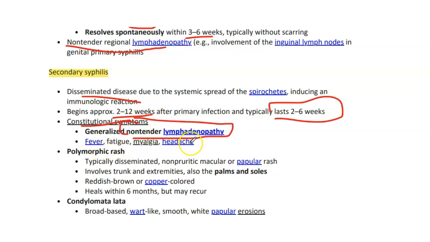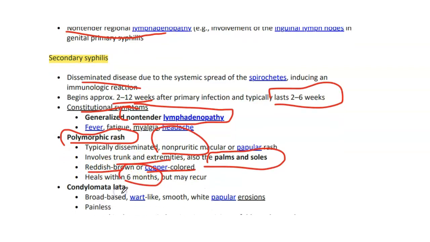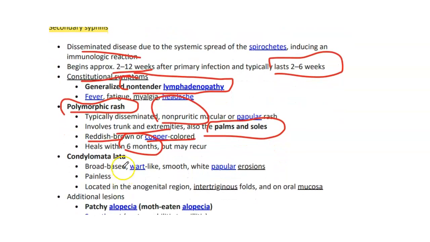Fever, fatigue, myalgia, headache. Then we will have a polymorphic rash in secondary syphilis, which is typically a disseminated, non-pruritic, macular or papular rash involving the trunk and extremities, also the palms and soles. It is reddish brown or copper colored and heals within 6 months. Then we have condyloma lata, which is a broad-based wart-like, smooth white papular erosion. It is also painless and located on the anogenital regions, intertriginous folds, and on the oral mucosa.